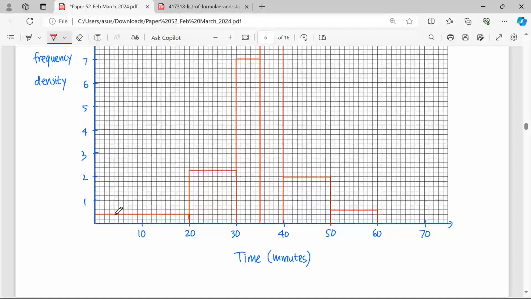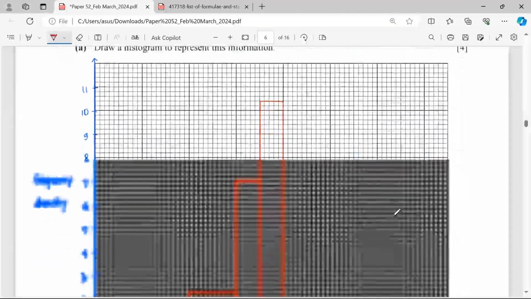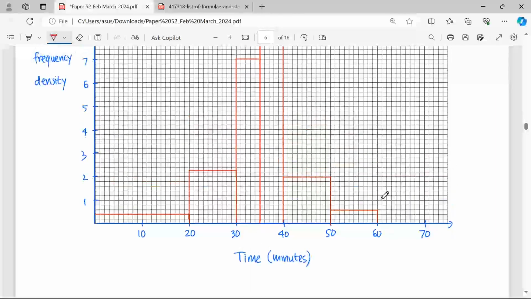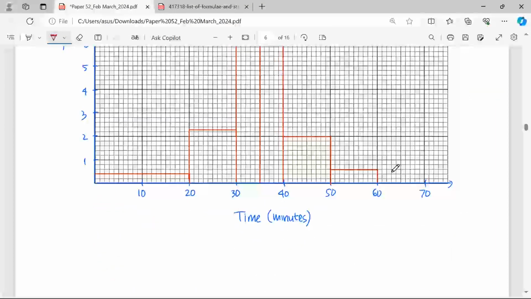And you can do the same thing for the rest of the intervals. Like that. And for this 50 to 70, oh, I'm sorry, here it should be until this one. So just ignore this part. You should draw until this one. Okay, so that's about question number A.